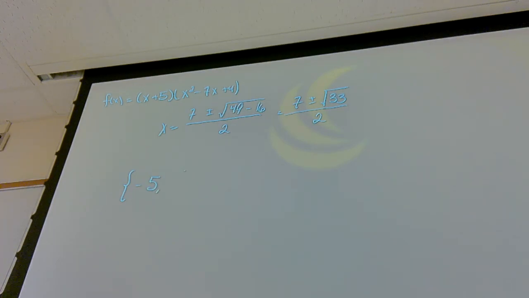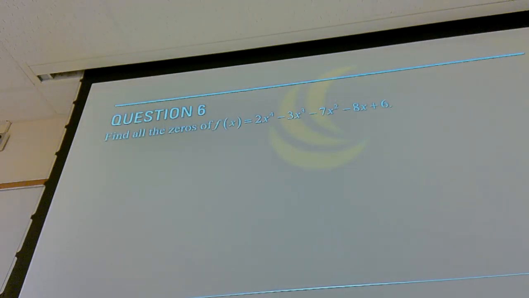-5, 7 minus root 33 over 2, 7 plus root 33 over 2. 2 positive reals, 1 negative. And that last one will be left as an exercise.